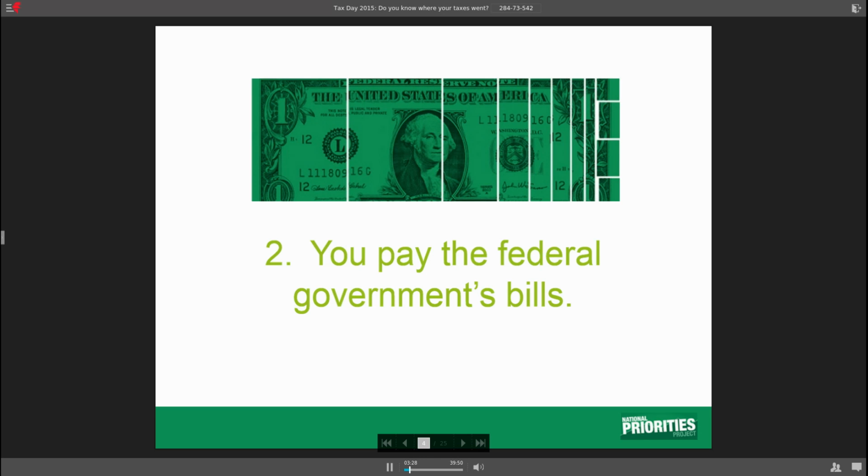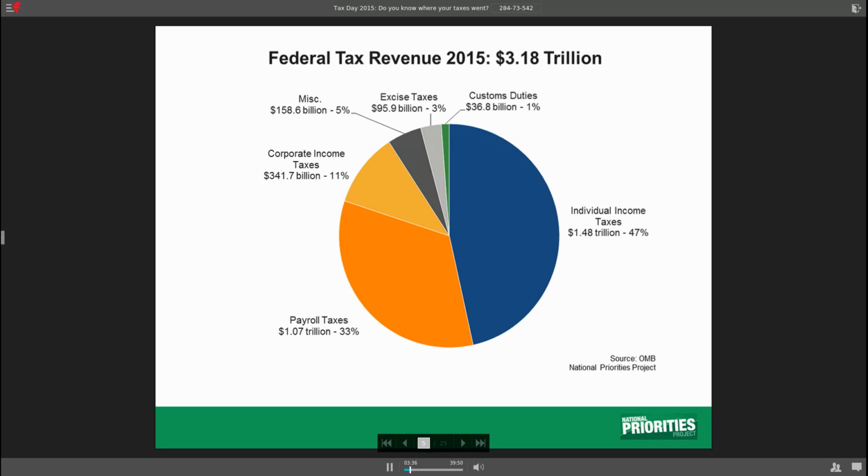The second thing, of course, is that in addition to receiving the benefits, you pay these federal government bills. Here you'll see a breakdown of all federal tax revenue from 2015. Over on the right, the biggest blue piece is individual income taxes. And that's what we'll be focusing on the most today, of course, in honor of Tax Day next week. The individual income taxes are what we all fill out our returns and figure out how much we owe or how much we don't owe. And that comes in at almost half of all federal revenues, 47%, or almost $1.5 trillion in 2015.